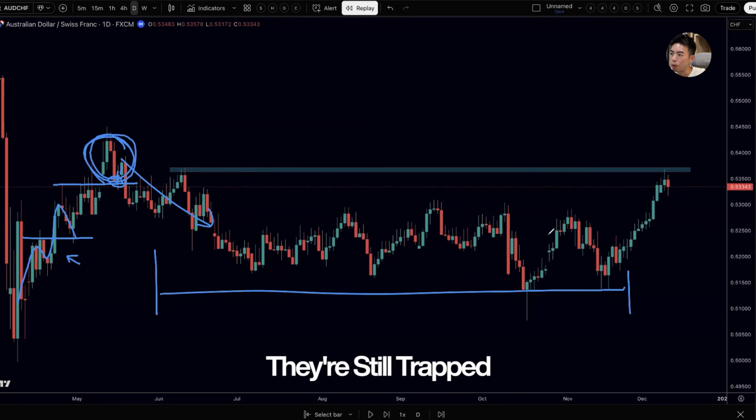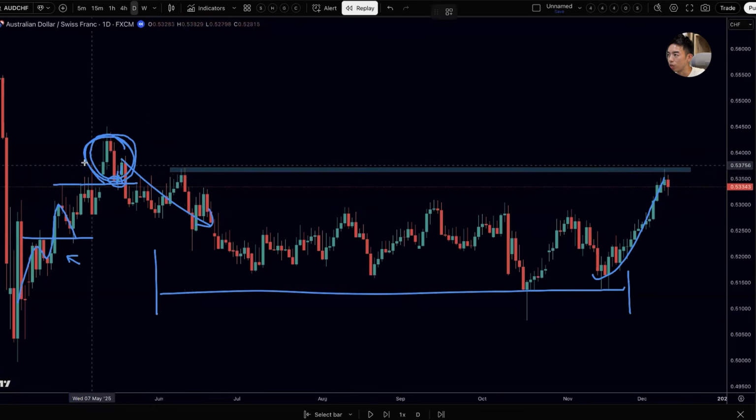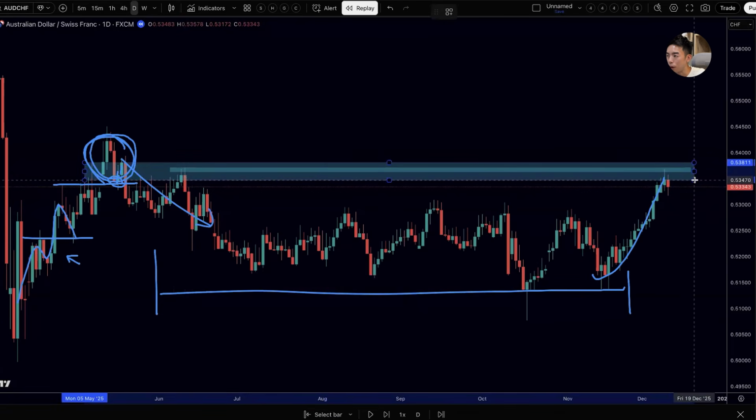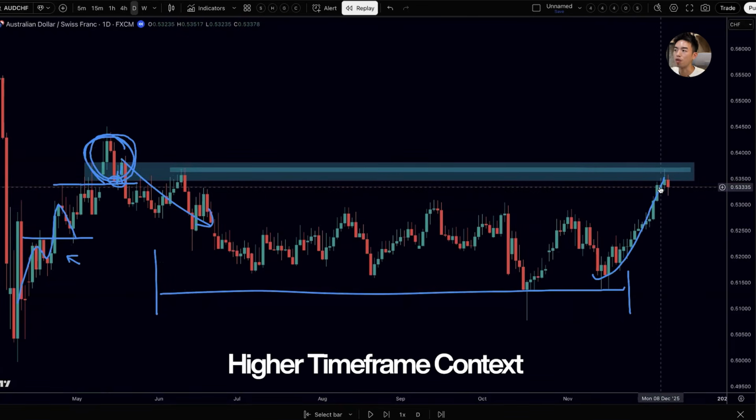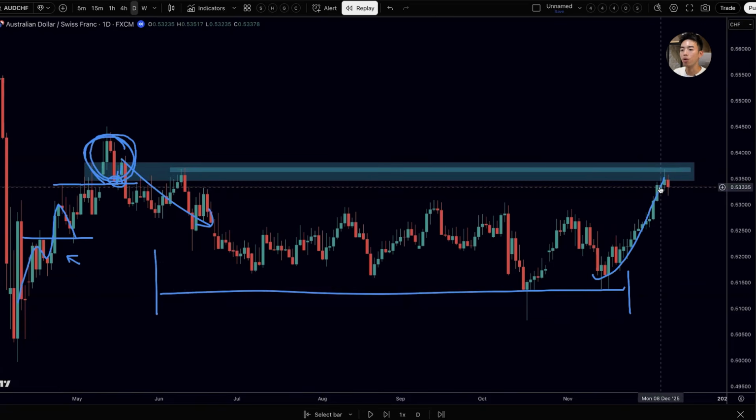They're still trapped, but when price comes back and retests this whole chunk of zone again, we might be able to see a reaction from this area. It doesn't matter if you want to call it a trap area, a supply area, whatever you want to call it, that area becomes important as price pulls back into it. And that's what I mean about higher time frame context: understanding where we are coming into on the higher time frame, and whether there is potential for a reversal of a trend on the lower time frame.